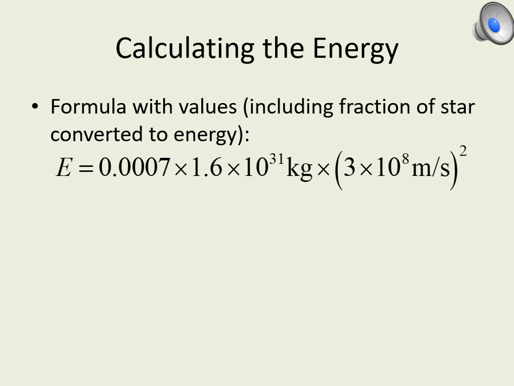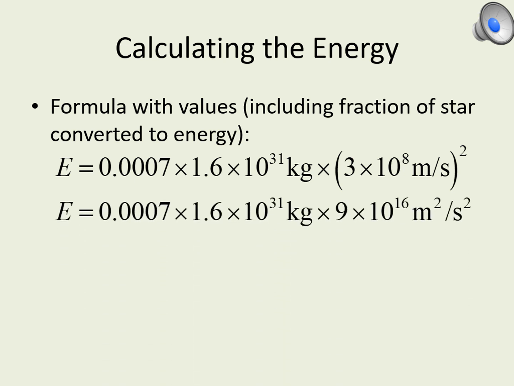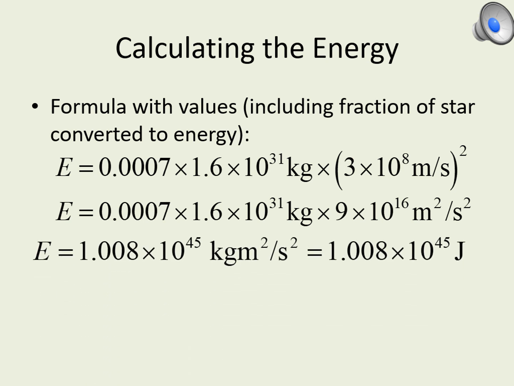Also, notice that we've got the speed of light squared. At this point, we do what the equation says. First, we square the speed of light to get 9 times 10 to the 16 meters squared per second squared. When the speed is squared, the units are squared with it. Now we just multiply through all of the terms. This gives us the total energy. The units are kilograms meters squared per second squared. But as we've already seen, this is the same thing as joules.